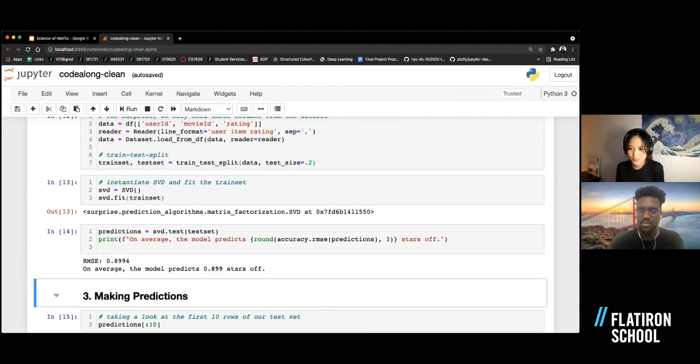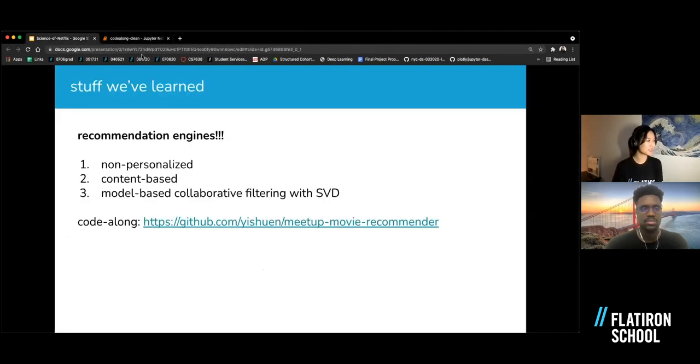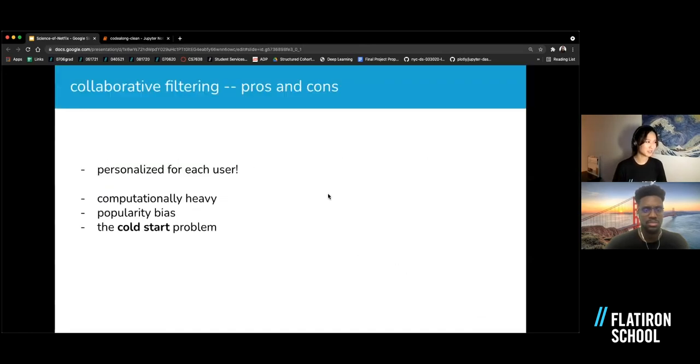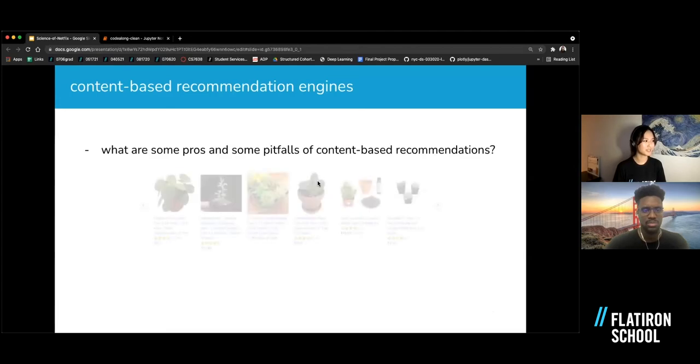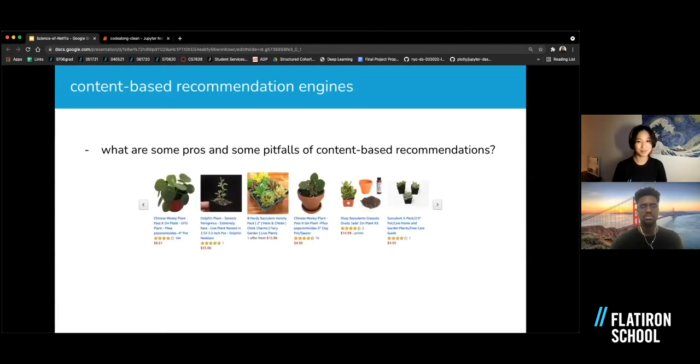We went into the pros and cons for collaborative filtering. What are the pros and cons for content-based recommendations? We mentioned it super briefly, but basically, the main con for content-based is you can get very pigeonholed with content-based recommendations, especially if you don't have as much data.